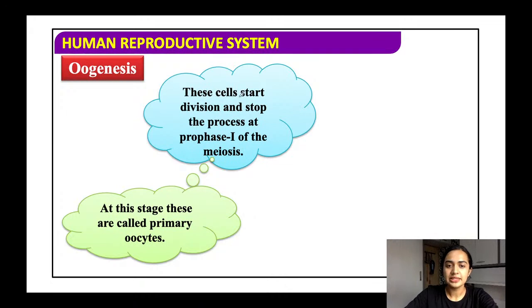These cells are arrested in prophase one of meiosis, and they stop their division there. This stage is called the primary oocyte. Only in the fetal stage are the oogonia formed; after that, the process does not continue.